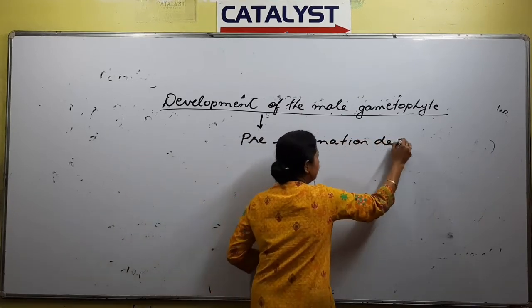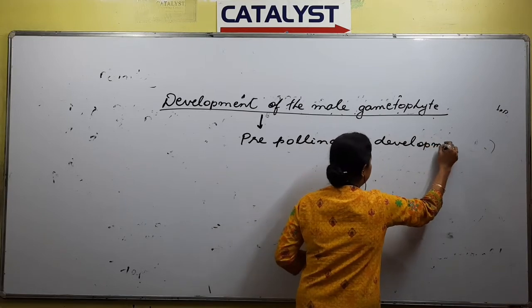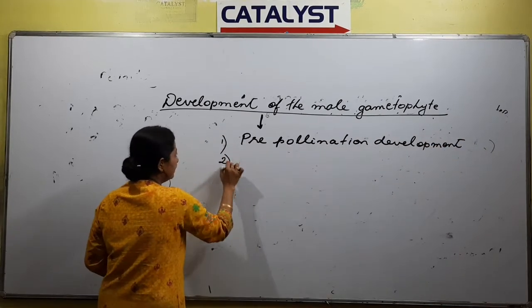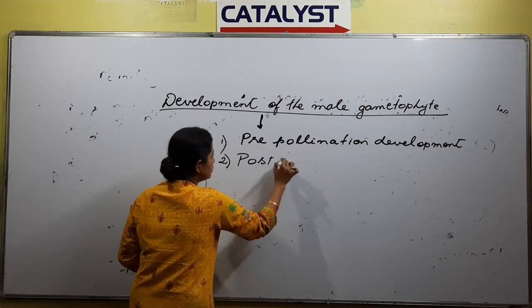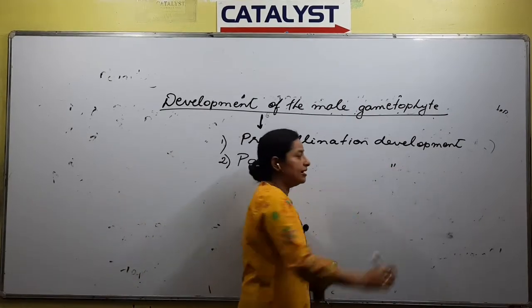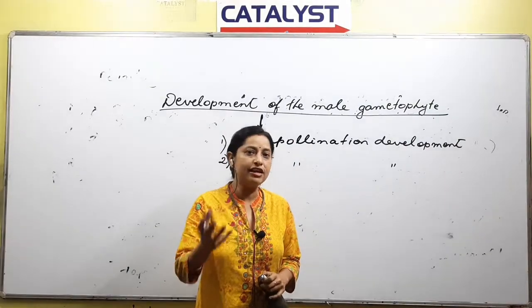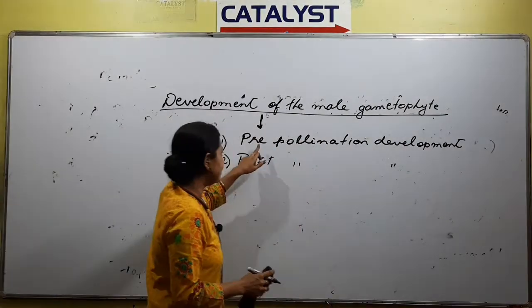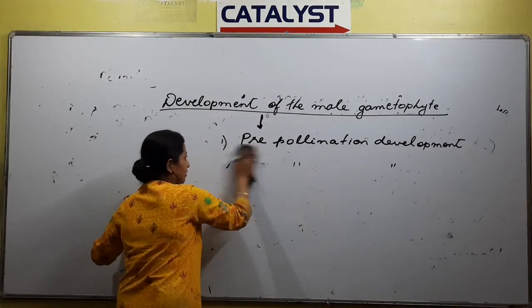Pre-pollination development. So it has been divided into two parts. One is pre-pollination development and the other will be post-pollination development. So we have to talk about pre-pollination and post-pollination, as to what happens to the microspores. First, let's go to pre-pollination.